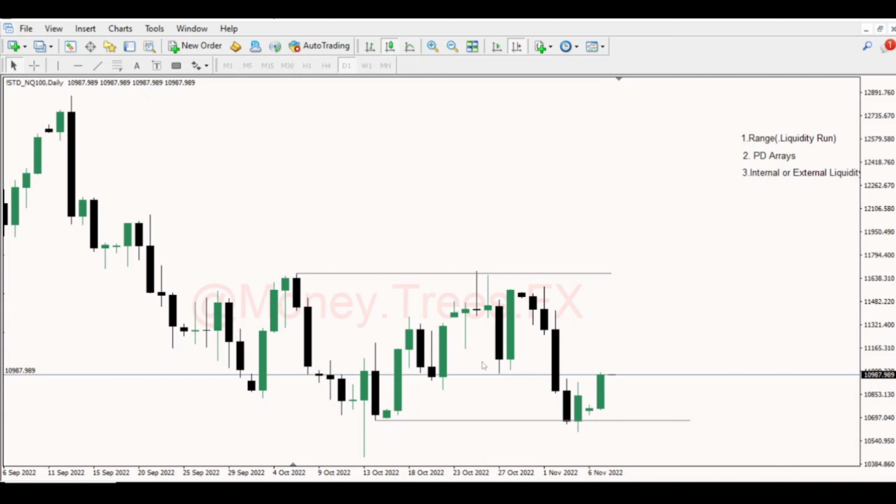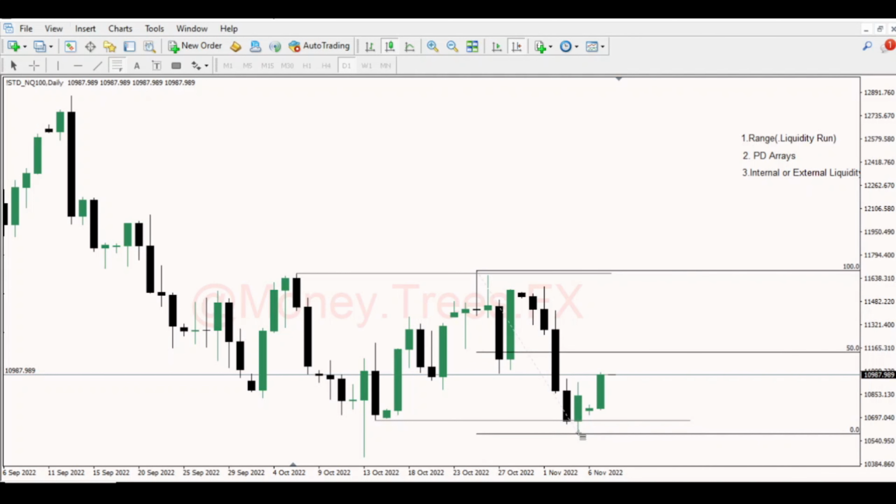So now we have to frame our 50% so that we can have a defined premium and discount price. So that's our range from there to there. You could use this candle because this candle took out the previous candles, but for the sake of accuracy, we're gonna use the entire range, right? So now the next thing is we have to define our PD arrays. The first thing that comes to my sight, you can see we have a fair value gap, right?